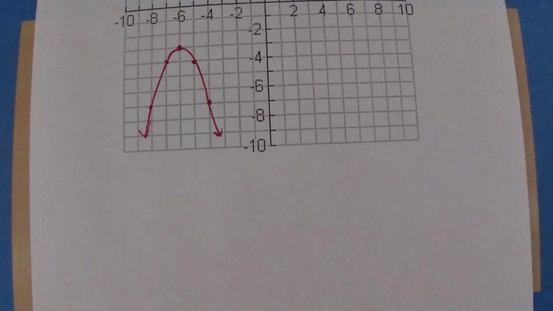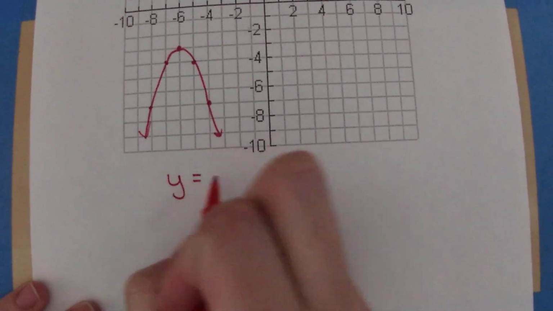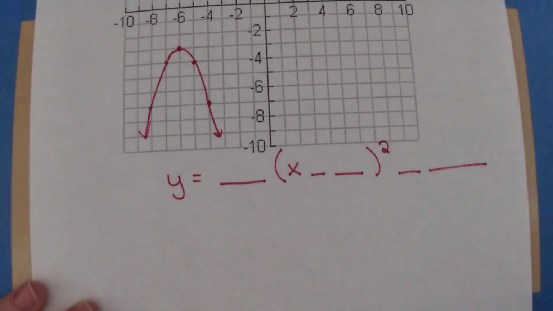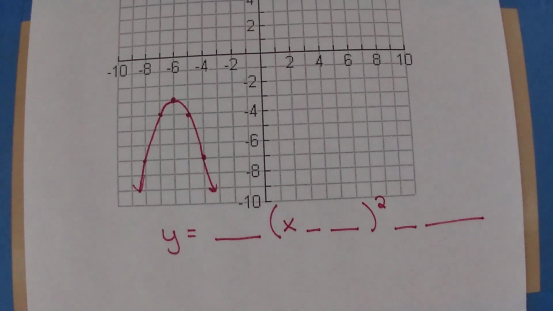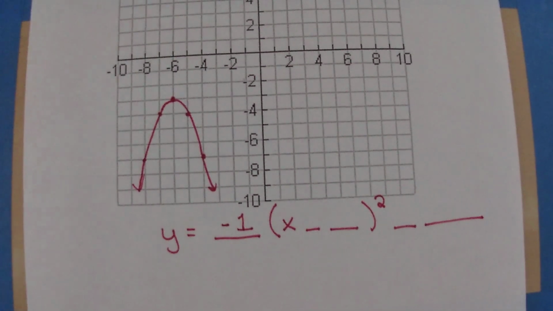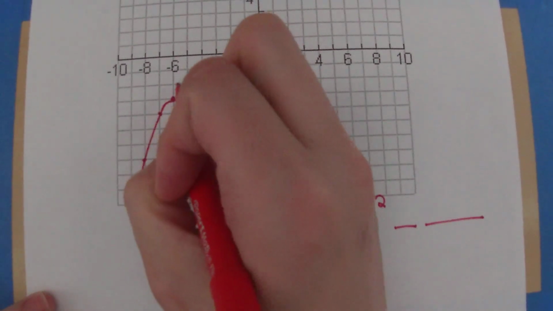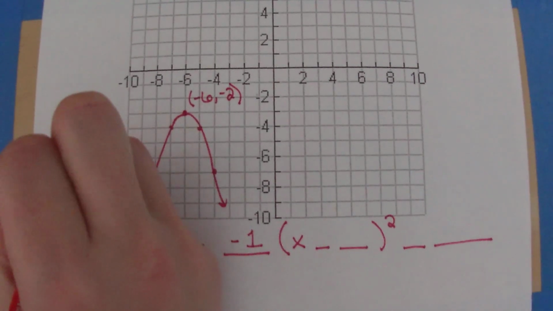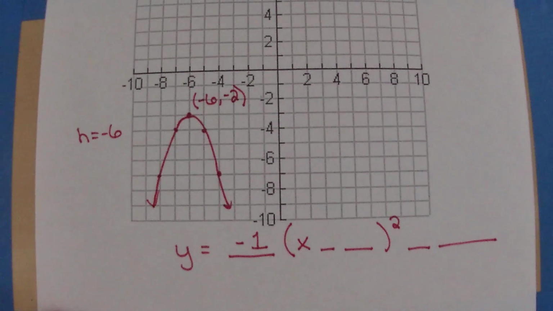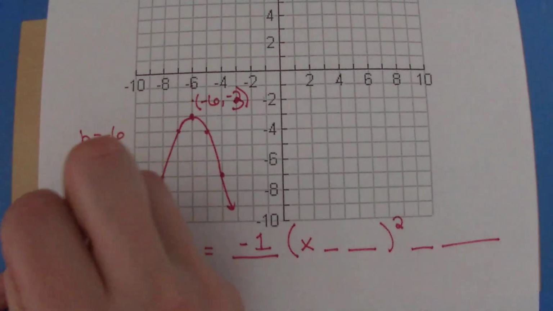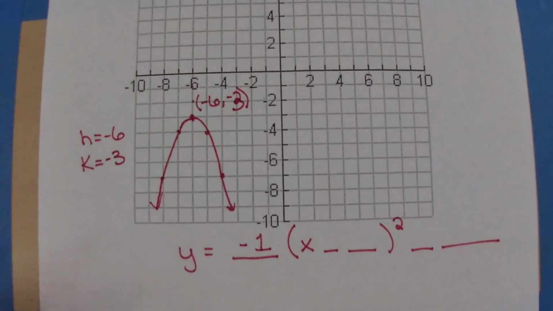Okay, so let's look at another one. Again, we're filling in these same blanks every single time. So we know this parabola opens down, so we know we want our a value to be -1. Our vertex, which is right here, is the ordered pair (-6, -2). So we know that our h value is -6. Oh, this is a -3. 1, 2, 3. I can't count very well. That's a -3. And that our k value is -3.